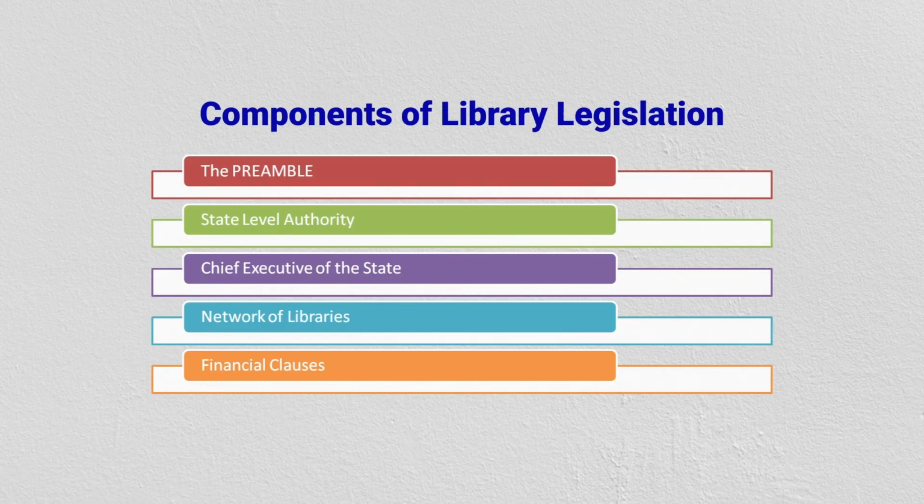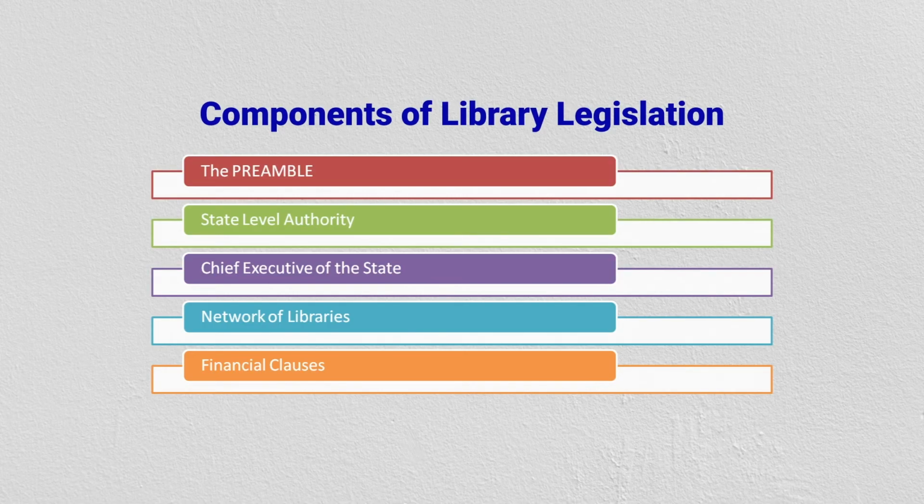Next is the network of the libraries. The Act should provide for establishment and functioning of public libraries as a pyramidal structure. Pyramid means a hierarchical structure from the village level or even a hamlet level to the state level via the district, covering the towns and tehsils, etc. So, there is a requirement of a network of libraries as a component.